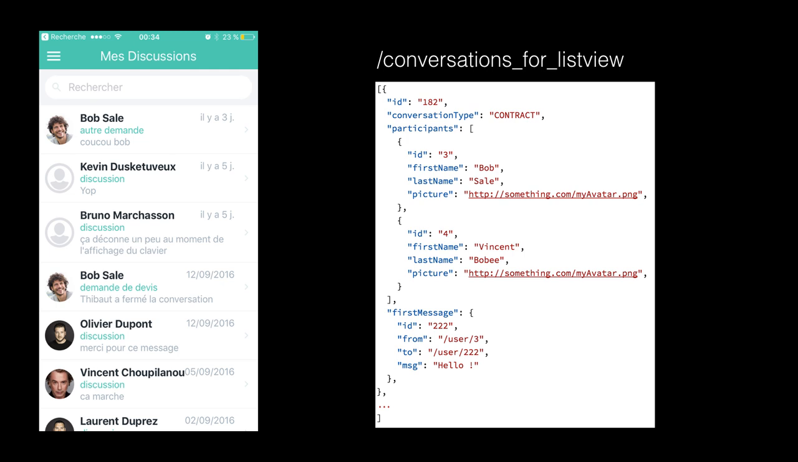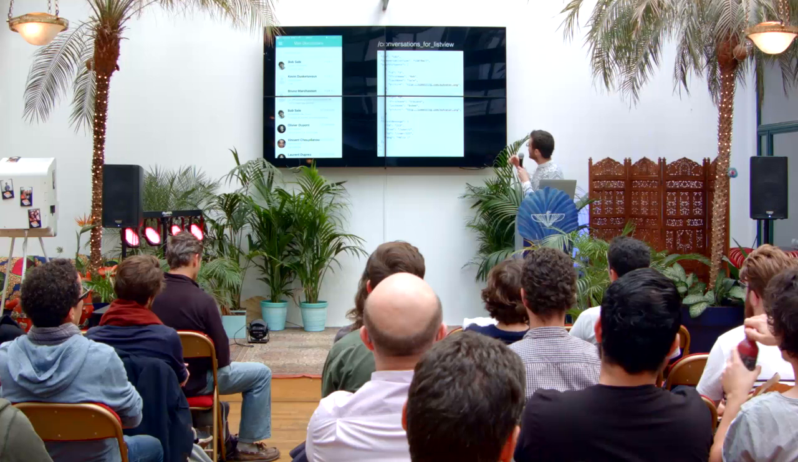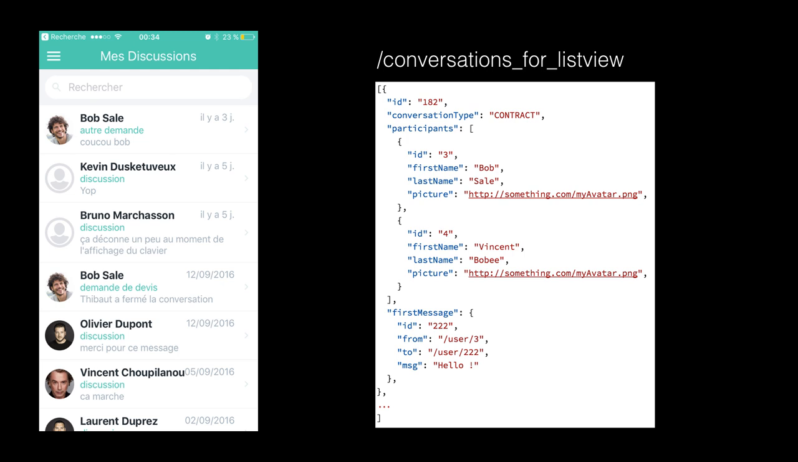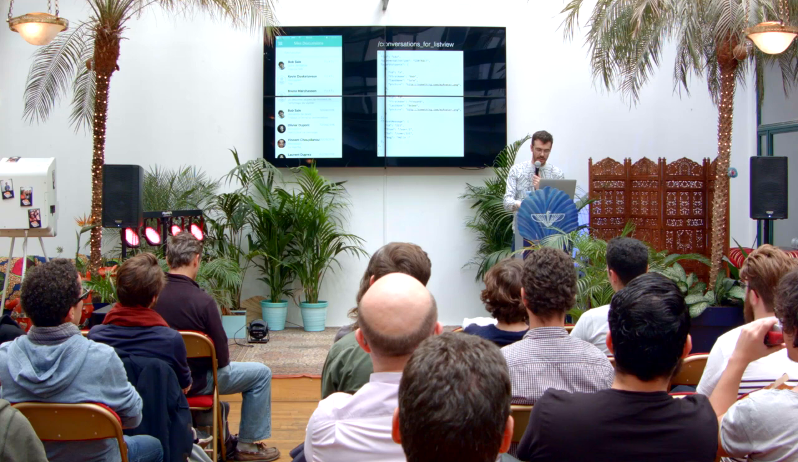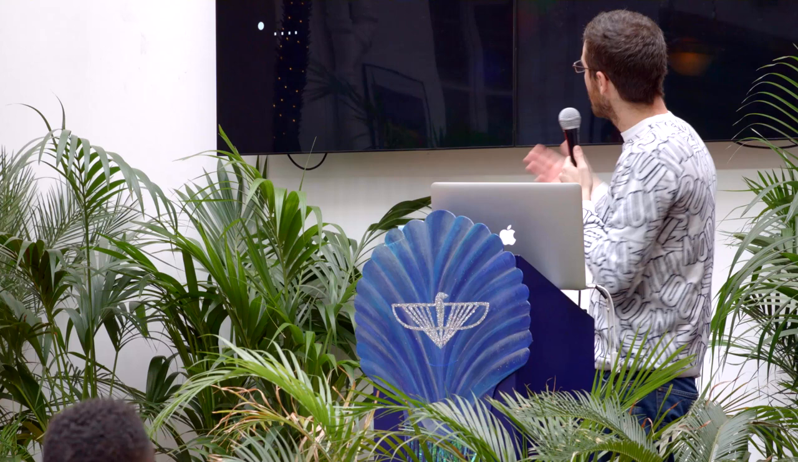But the problem with that is it's not REST anymore at all. You lose most of the benefits of REST, since now you're returning the data of the user directly in this endpoint. The HTTP cache won't work when you fetch the user another time. And the other problem is that that's just one view. Another view of your application may consume conversations with other needs for displaying other data. And so you will end up creating a lot of endpoints just to render all of your views.